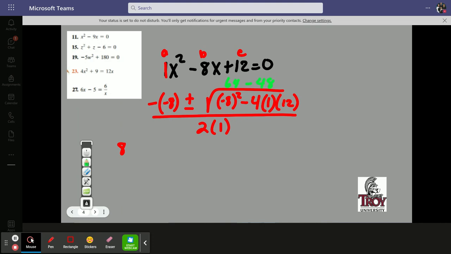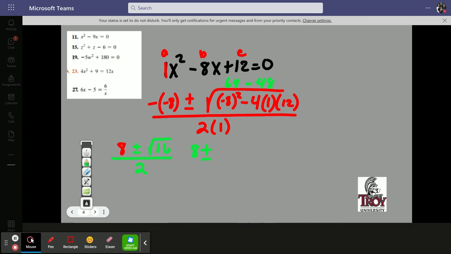Subtract that. Oh, that's what I messed up. 16. 64 plus 48 is 112. Okay. So you were right to begin with, weren't you? And I was wrong. Plus or minus the square root of 16 over 2. What's the square root of 16? What can I multiply by itself that will give me a 16? There you go. So 8 plus or minus 4 divided by 2.